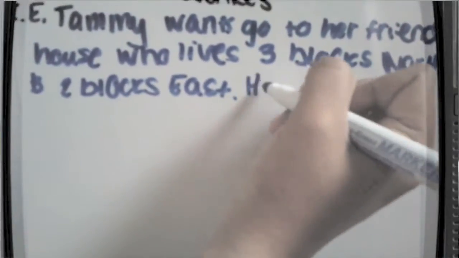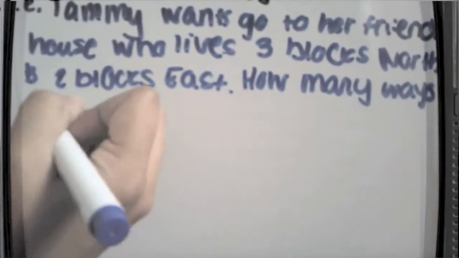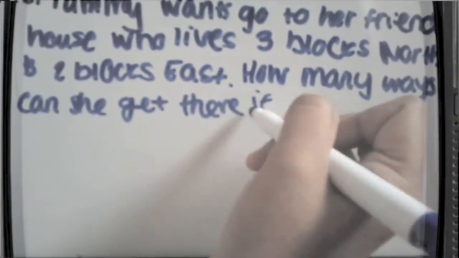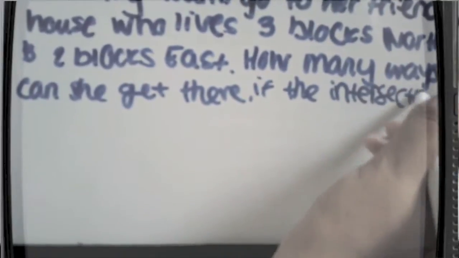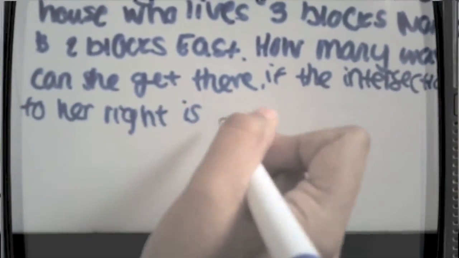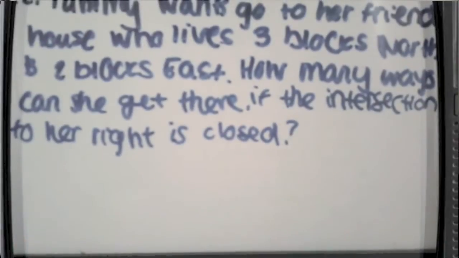So here's an example of when we should use this method. Tammy wants to go to her friend's house, and she lives at a distance of 3 blocks north and 2 blocks east. So already we can see how the distance and diagram should look. How many possible ways are there for Tammy to get to her friend's house? There's going to be a square involved, from point A, which is Tammy, to point B, which is her friend's house.